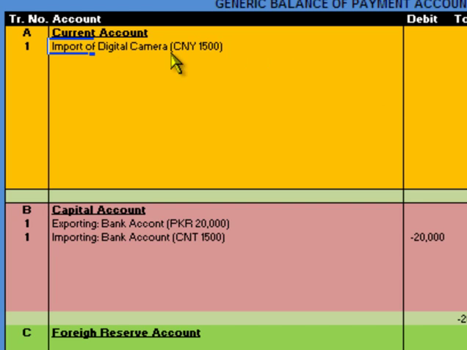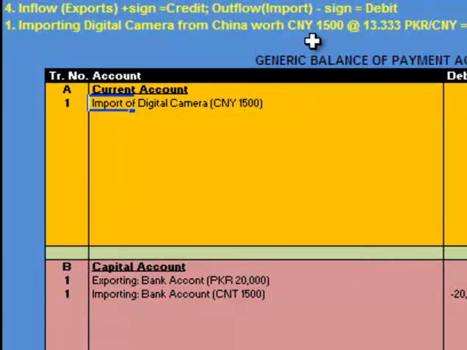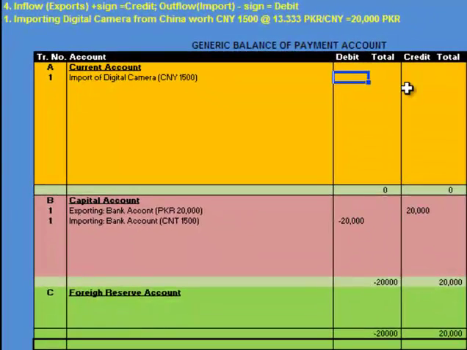Now you are importing, therefore imports would be recorded with negative sign and would be recorded as debit. So in the debit column we shall record negative 20,000. And what you are exporting, actually you are exporting the Chinese yuan. You are giving Chinese yuan and you are receiving digital camera. So you will give 1500 Chinese yuan in your bank account.